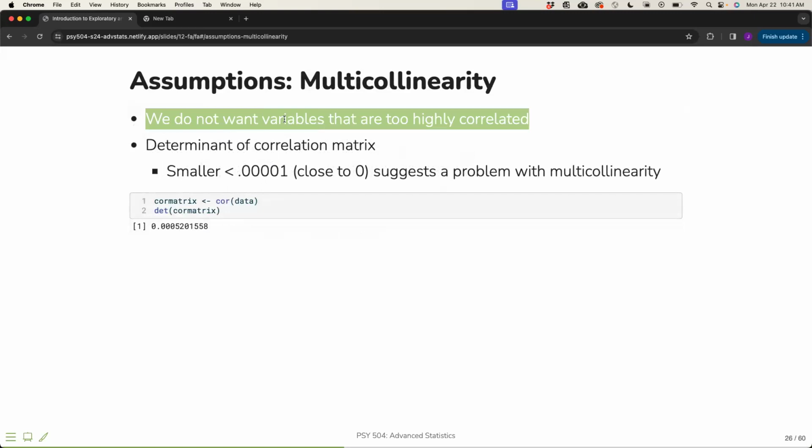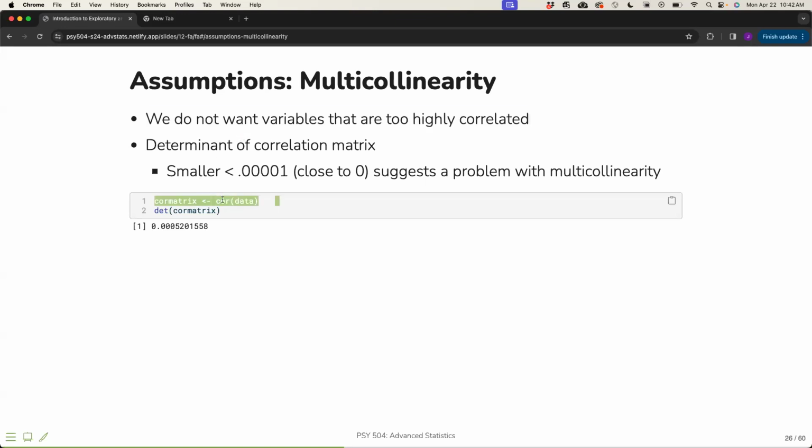So another issue that we need to address is multicollinearity. We want our variables to be correlated with each other. However, we don't want them to be perfectly correlated with each other or to have really high correlations with each other. One way that we can assess this is by looking at the determinant of our correlation matrix. Underlying factor analysis, underlying regression is matrix algebra, and any square matrix should have a determinant. If that determinant is super small, close to 0 or is 0, then that indicates a problem with multicollinearity. So we want to check that with our data to make sure we don't have any multicollinearity issues.